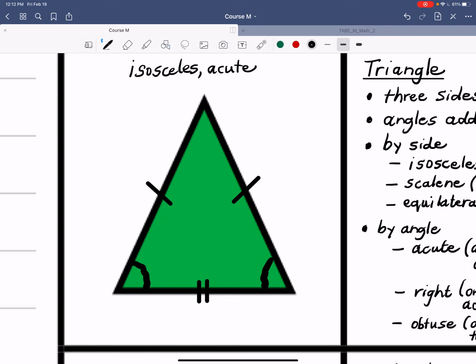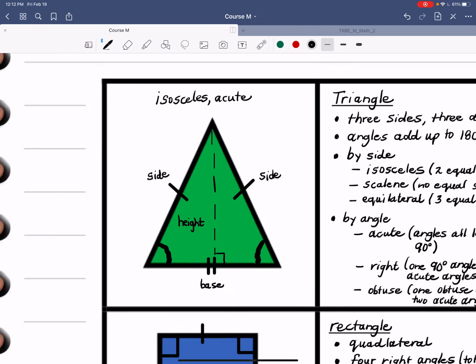Okay, and by the way, this bottom is called a base. The height of the triangle would be measured down this way. You never want to measure the height of a triangle by its side. You need to measure its height from its vertex down to its base. It's always a 90-degree measurement, never the side. Okay, so that's just to help.